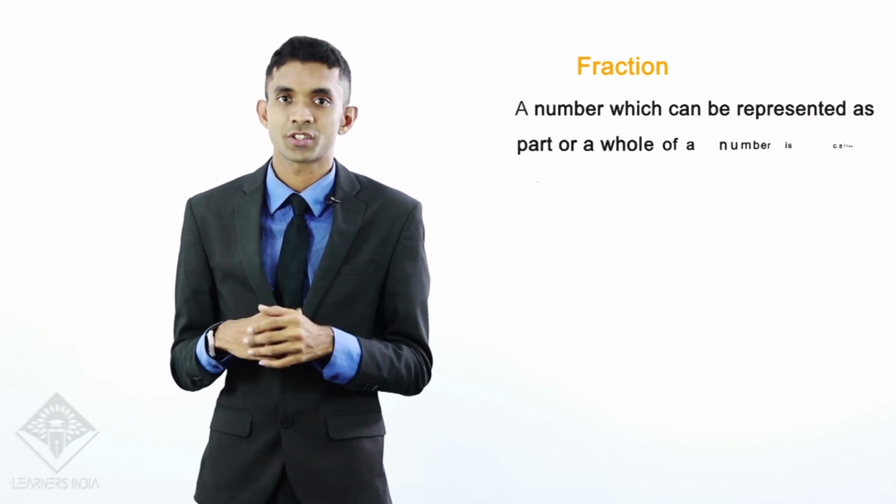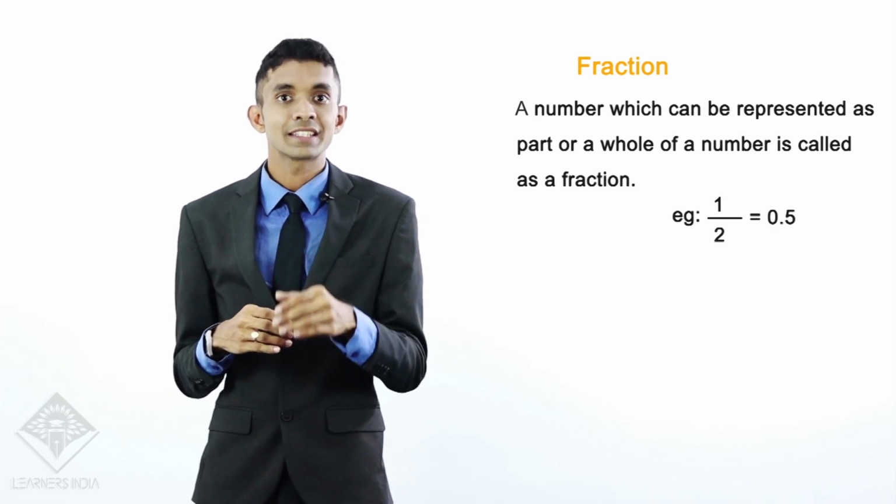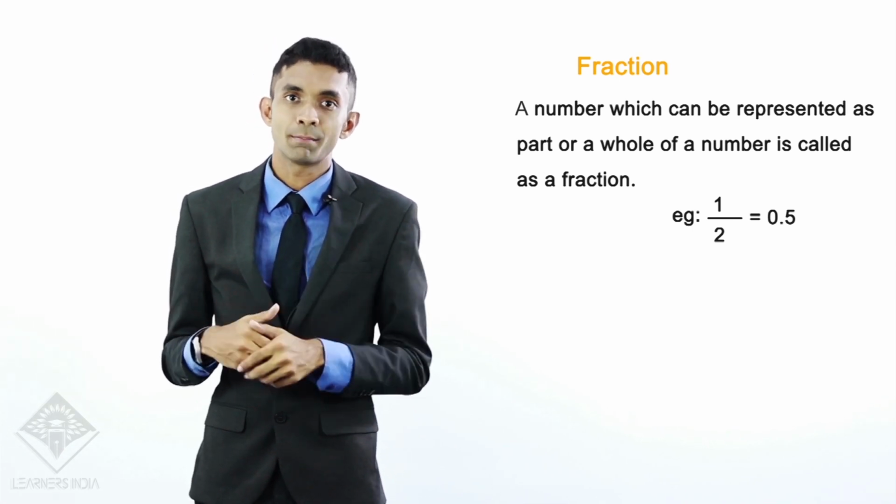Now let us try to understand fractions. A number which can represent a part or a whole of a number is called a fraction. 1 divided by 2 is a fraction. And it is to be understood that these numbers could also be represented in the form of decimal numbers.